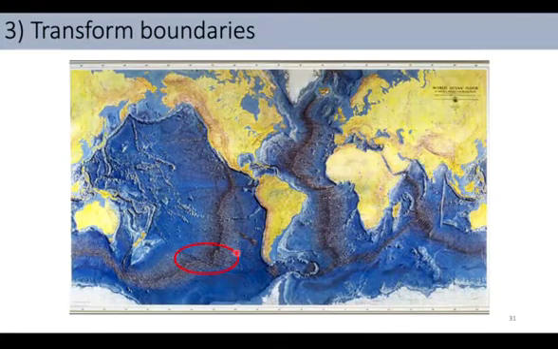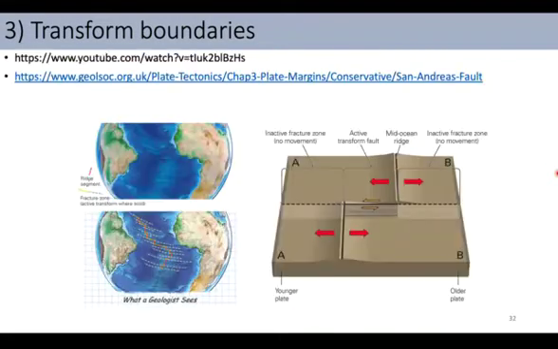So an example is right here. You see this offset in our mid-ocean ridge. So right here, you're going to have a lot of motion sliding past each other. So again, you can see exactly what I'm talking about with the offsets, where that mid-ocean ridge is not a perfect straight line. There's actually quite a bit of jumping around that they have there.